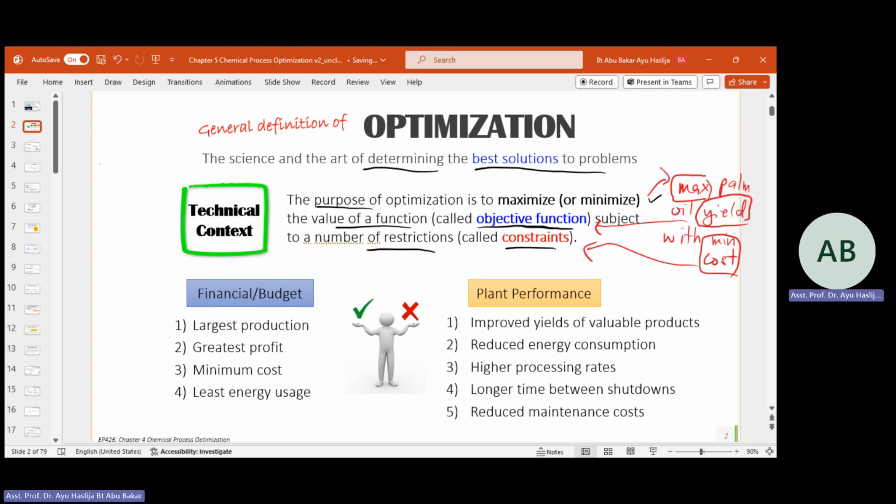Another example: to minimize the COD content in wastewater treatment to meet the DOE requirement. So your purpose is to minimize the COD. Objective function, your COD. How to minimize it? Constraint: the DOE requirement. Up to what concentration? That is your constraint.